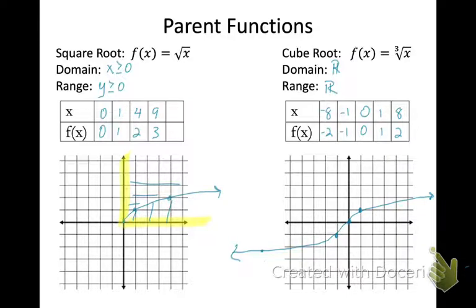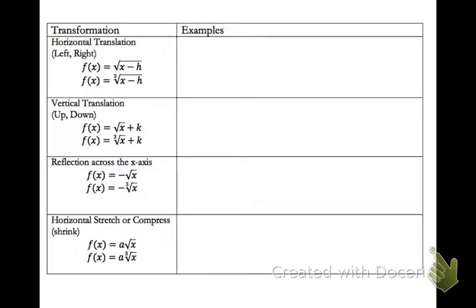Now you're going to use your knowledge of those parent functions to graph transformations. Let's talk about transformations and get some examples. So horizontal transformation is when we have a value in the equation that's added or subtracted to the x underneath the root. So an example that you could write down is f of x equals the square root of x minus 5, and that will shift it. If you remember, it's going to shift it opposite of what you would think to the right 5.